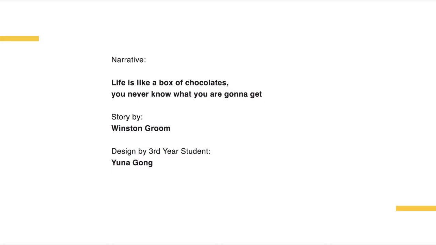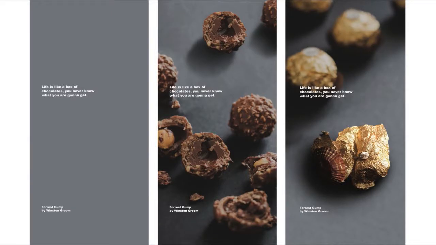This student chose a movie quote from the film Forrest Gump. "Life is like a box of chocolates. You never know what you are gonna get," by Winston Groom. As you can see by now, the symbolic representation is consistently represented by letter forms. This will continue with the examples that follow.